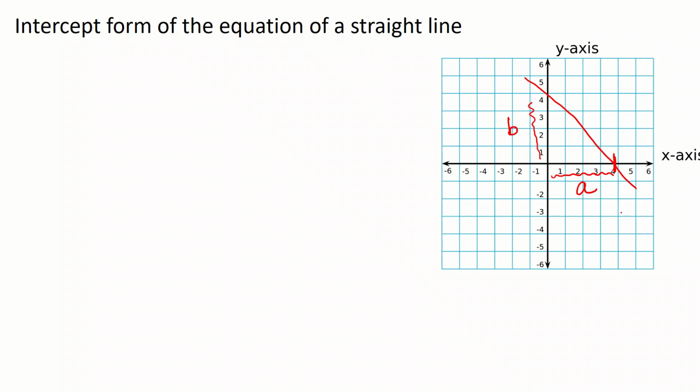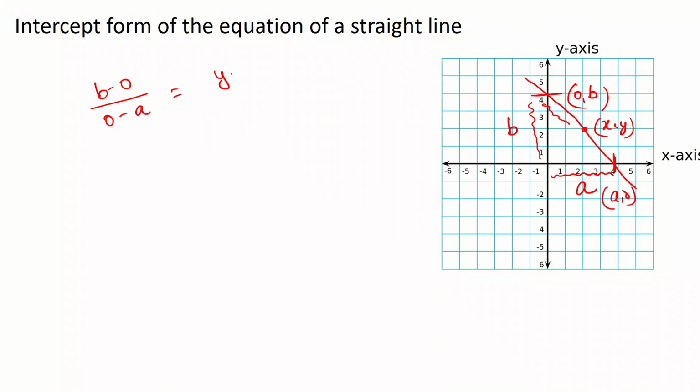So that means this point is a comma 0, and this point becomes 0 comma b, and we have to just find out the equation, and we can quickly do it. You just take an arbitrary point x comma y, then you find out the slope using two points. So you can take either of these pairs of points. The answer will not vary, so I take the first two, 0 comma b and x comma y.